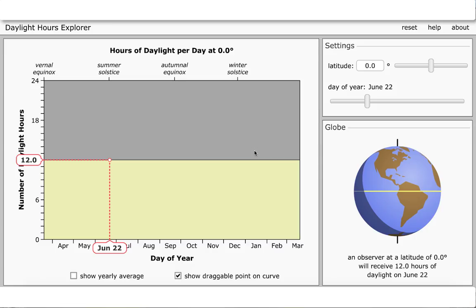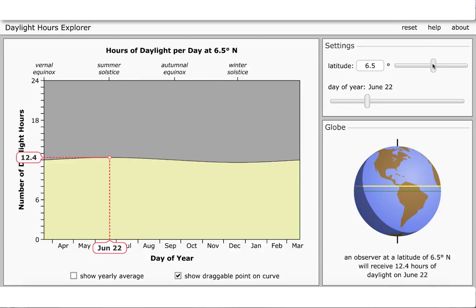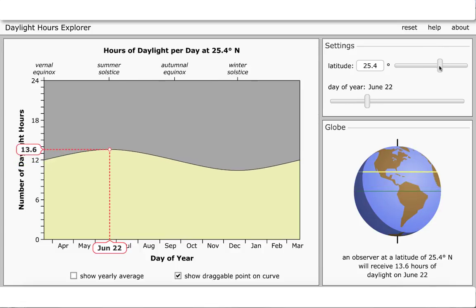This widget here can get us thinking about the number of daylight hours and how that changes at different areas across the globe. The first thing to consider is that at the equator, the number of daylight hours does not change over the entire year. It's exactly 12 hours of daylight and 12 hours of nighttime. However, as we head north here, we're starting to see a shift.